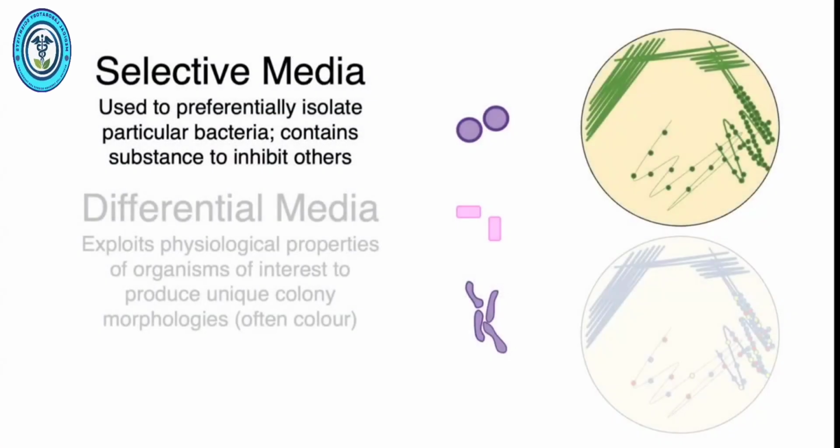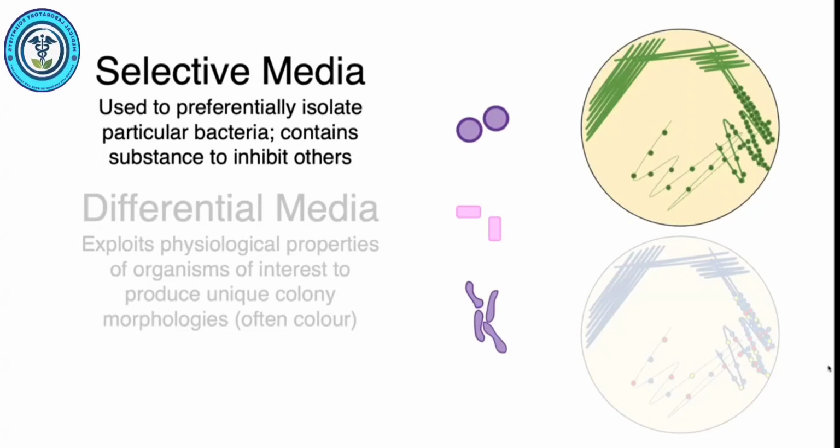One of the tools that we can use are selective and differential media. Selective media is very useful for isolating particular bacterial species or genera. It contains substances which are inhibitory towards other bacteria, allowing us to focus in on only the ones we're interested in.